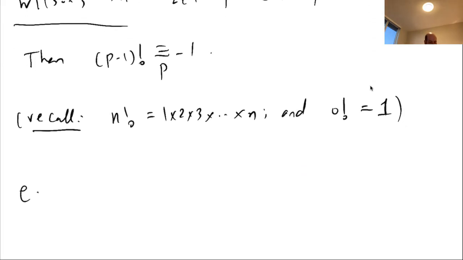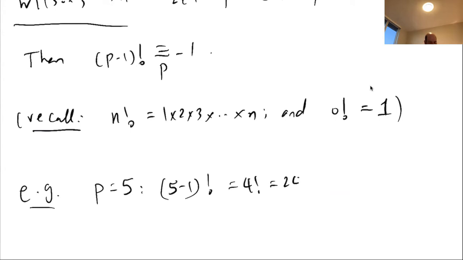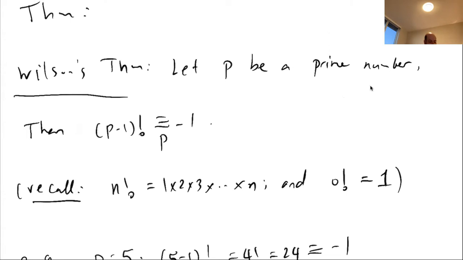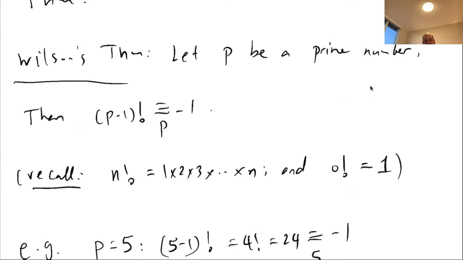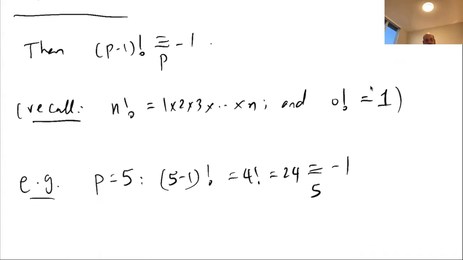So for example, if P is 5, 5 minus 1 factorial is 4 factorial, which equals 24, which is congruent to minus 1 mod 5, right? Because 5 divides the difference between 24 and minus 1, because 24 minus 1 is 25, which is divisible by 5. So always we can say that P minus 1 factorial is congruent to minus 1 mod P. And this is an example.